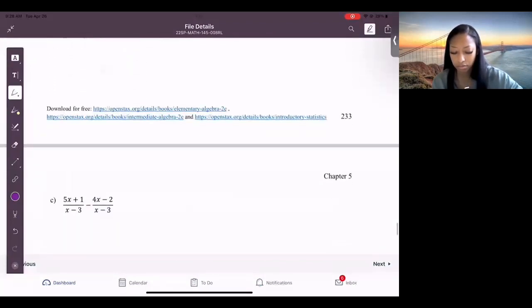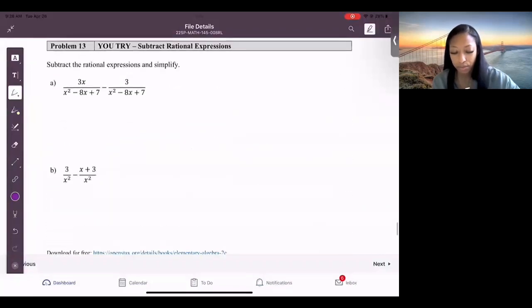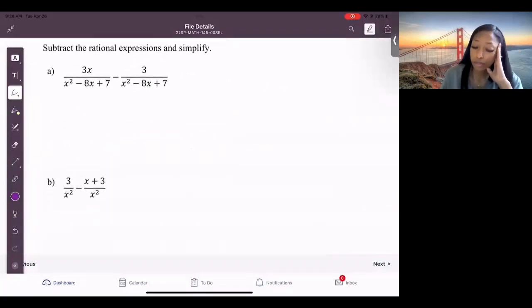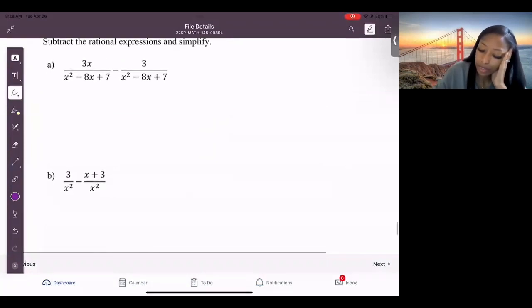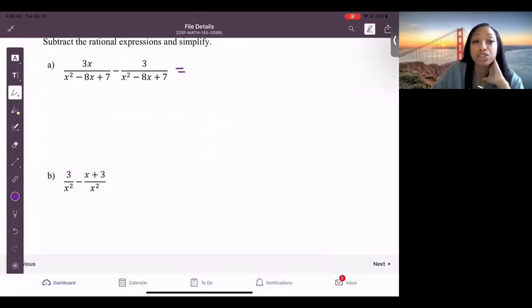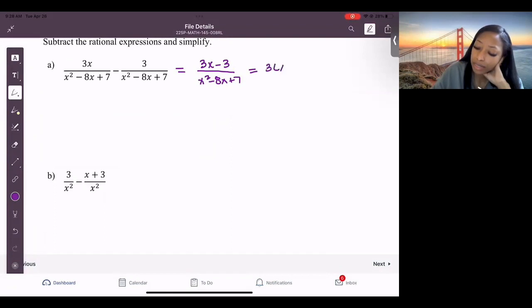All right, so we have 5 of these, right? So 5 more problems and we'll be done. For the first one, 3x over x squared minus 8x plus 7 minus 3 over x squared minus 8x plus 7. If we subtract those numerators, we have 3x minus 3 over x squared minus 8x plus 7. That one wasn't too bad. We factor the numerator, that's 3 times x minus 1. Factor the denominator, that would be x minus 1 times x minus 7.